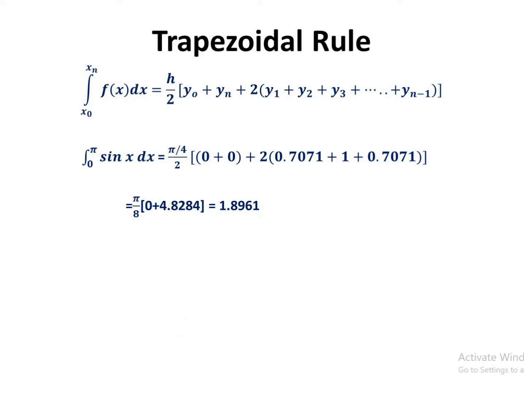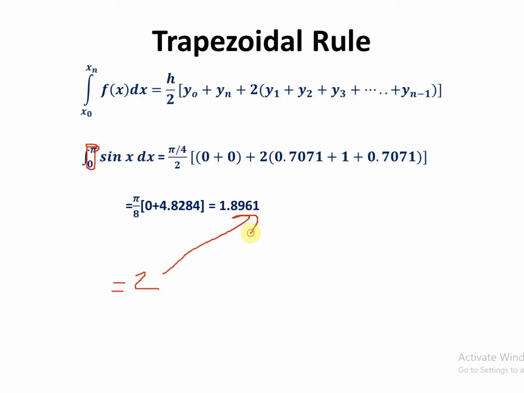Also we know the integration of sin x is minus cos x. By putting in the limits, first of all we have to set our calculator to radian mode, because the limits are in radians. So you will find the value in the calculator is 2, and here we get the value 1.89.